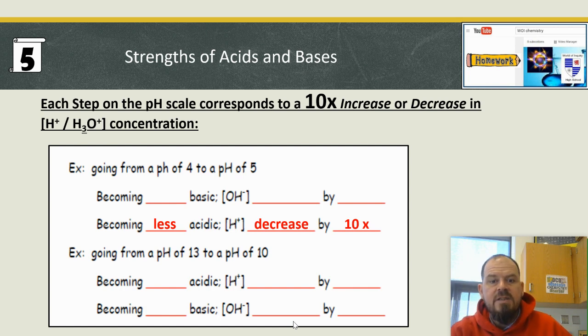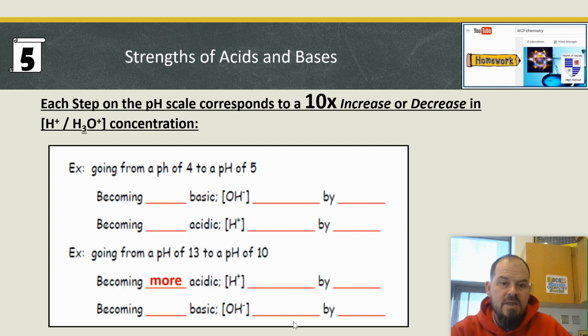Okay. Now from 13 to 10, I'm going left on the scale. I'm going closer to 0. Therefore, I'm becoming more acidic. My H plus concentration must be increasing. And then I move 3 pH points, so it's 10 to the third, which is 1,000 times more. Notice it's a 1 with 3 zeros. pH moves with 4, it's a 1 with 4 zeros. pH move with 1, it's a 1 with 1 zero. Starting to get a feel for the pattern here. It's going to become less basic because it's becoming more acidic. Makes sense. I'm going to decrease by the same 1,000 times.